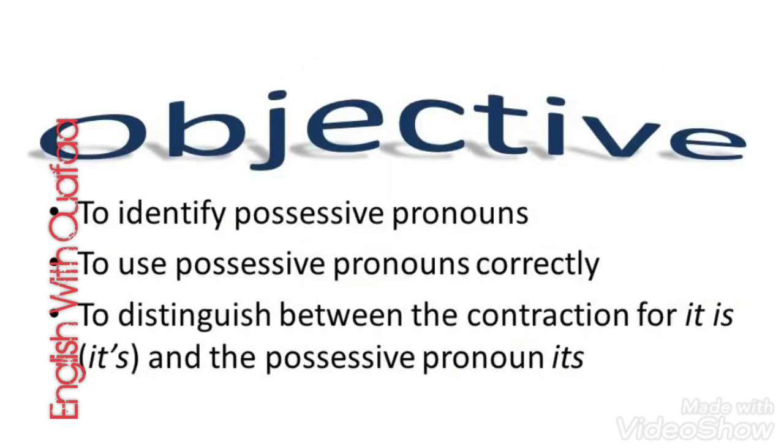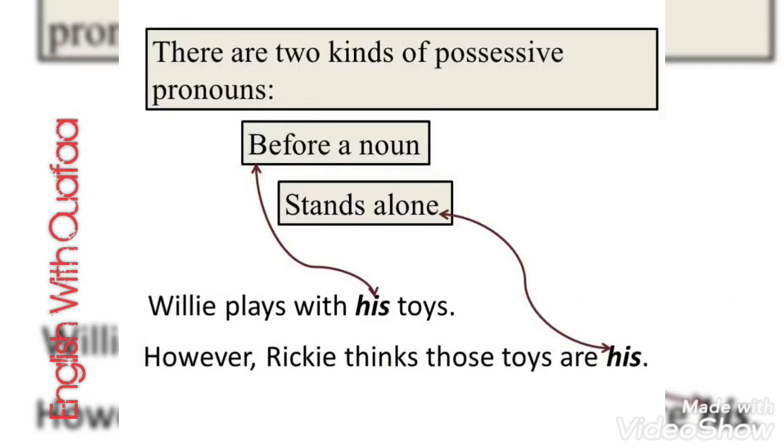So let's start. When we talk about possessive pronouns, or if we want to teach possessive pronouns, what is the objective from teaching possessive pronouns? So the objective is to identify possessive pronouns, to use possessive pronouns correctly, to distinguish between the contraction for it is, it's, and the possessive pronoun its. Because here when we say its, we either mention possessive pronoun or verb to be. There are two kinds of possessive pronouns that we have: before a noun or the one that stands alone.